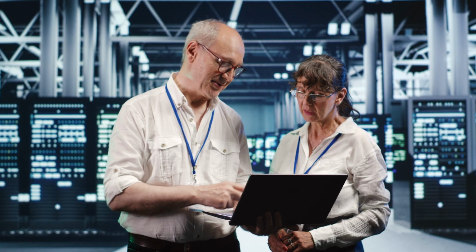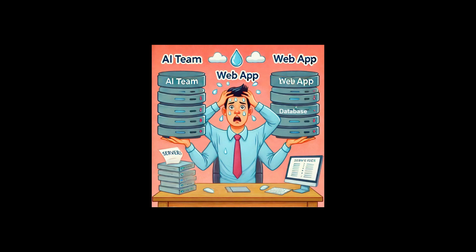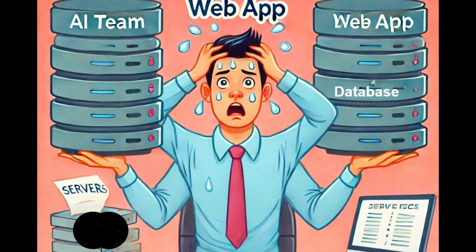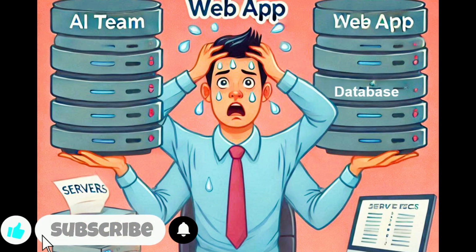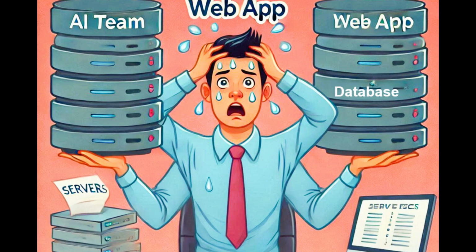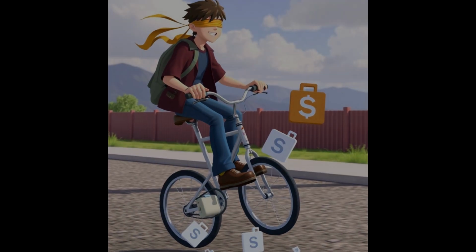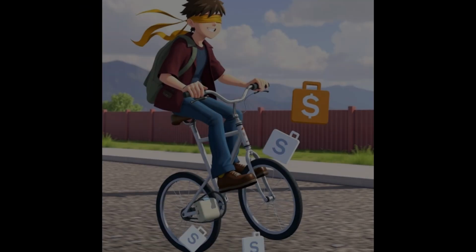The problem we're solving. Picture this, you're trying to set up servers for different teams in your company. The AI team needs massive computing power. Your web app needs balanced performance. And your database, well, it's hungry for storage. But here's the thing, setting this up traditionally is like trying to juggle while riding a unicycle, blindfolded.